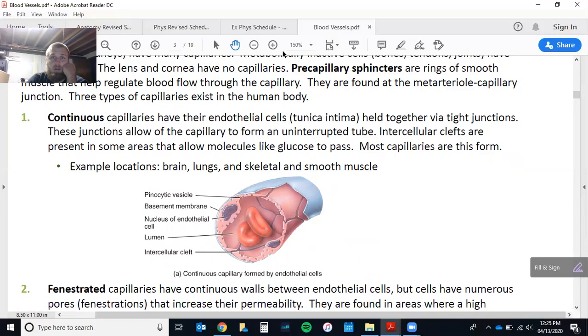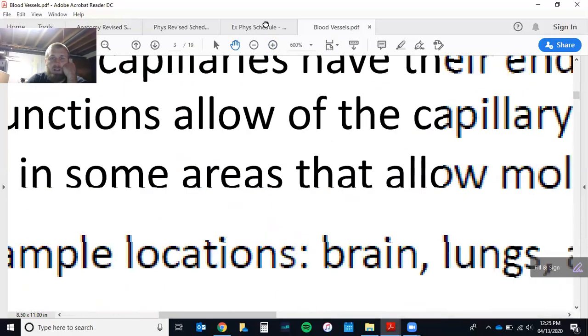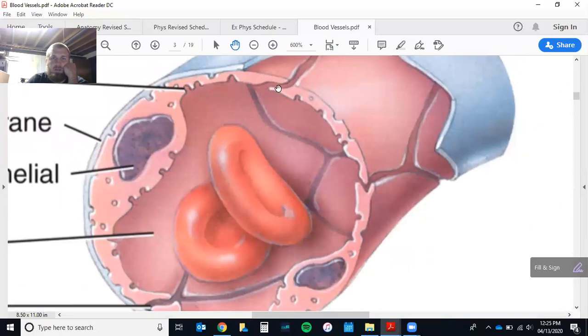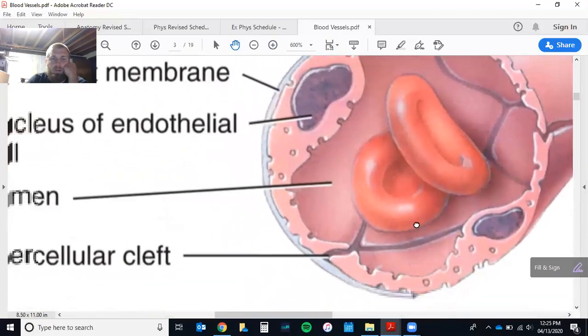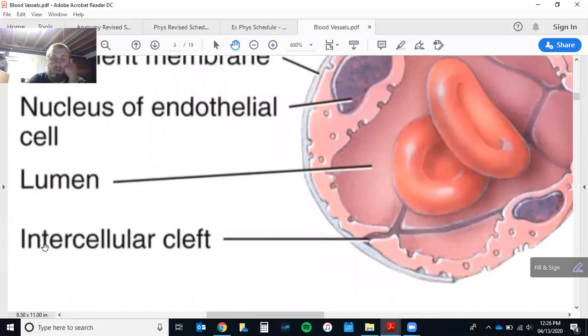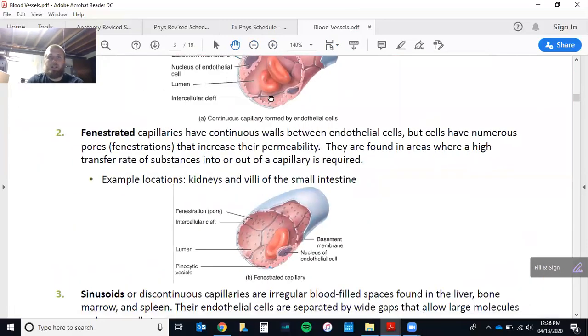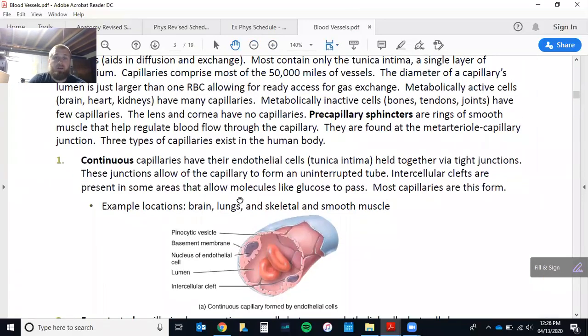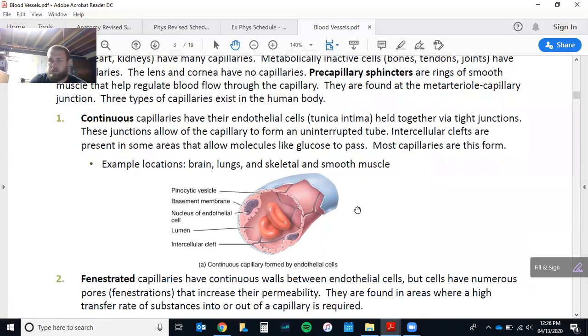Now, there are very, very tiny little slits or clefts. You can see these little passageways. We call these intercellular clefts, inter meaning between. So these are the clefts between the cells, and I'm talking itty bitty. This does allow small things like glucose to pass through. Like I said, these are the most common type. We have them in our brain, our lungs, skeletal and smooth muscles, for examples.